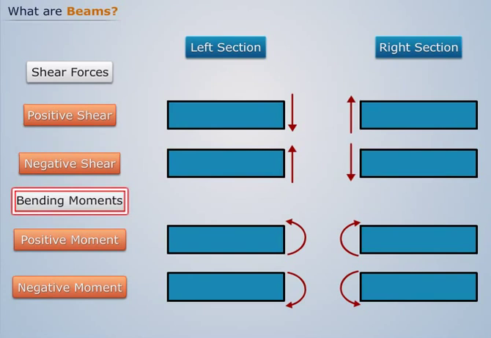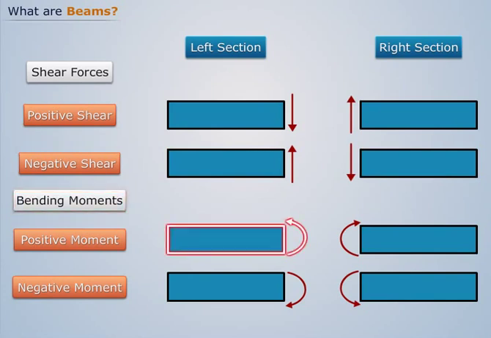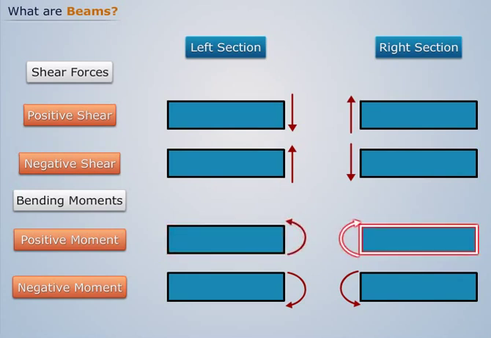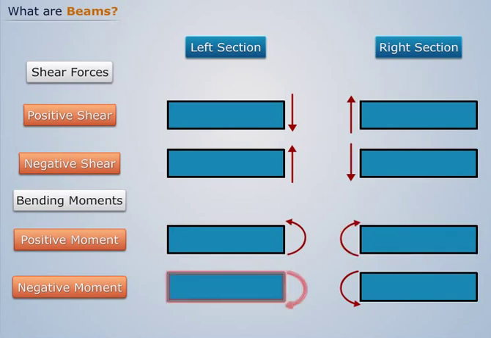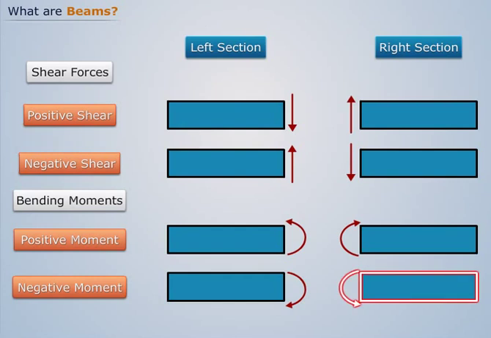Now we talk about bending moments. For the left section, positive moment acts counterclockwise. For the right section, positive moment acts clockwise. For the left section, negative shear acts clockwise. For the right section, negative shear acts counterclockwise.